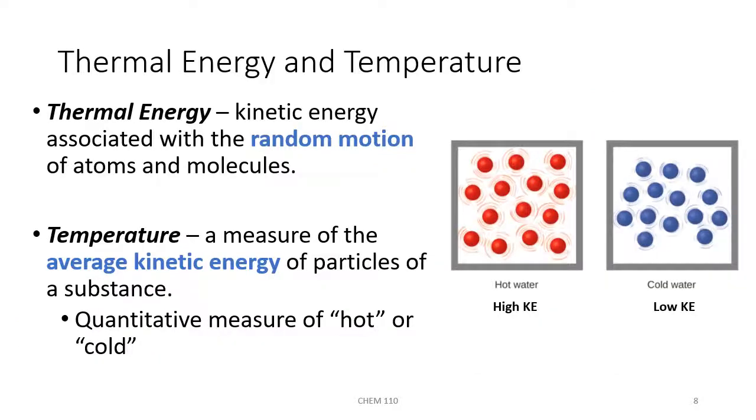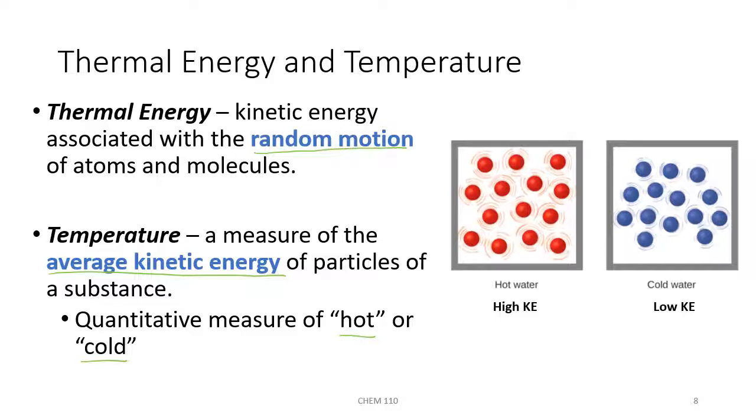Before we can fully discuss the energy of chemical reactions, we need to understand a few key definitions. Thermal energy is the kinetic energy associated with the random motion of atoms and molecules, whereas temperature is a numerical measure of the average kinetic energy of a sample. Temperature tells us quantitatively if something is hot or cold based upon the temperature we read. We're reading a measure of that thermal energy when we take a temperature.